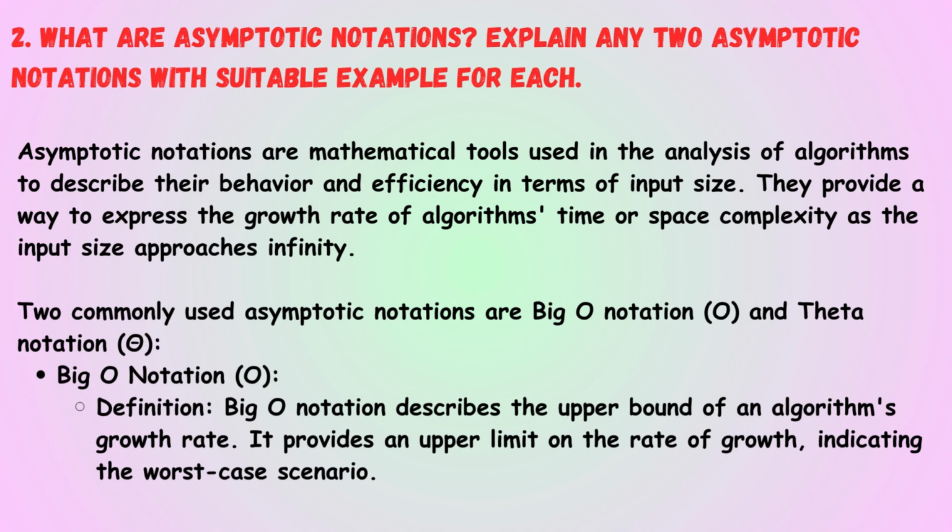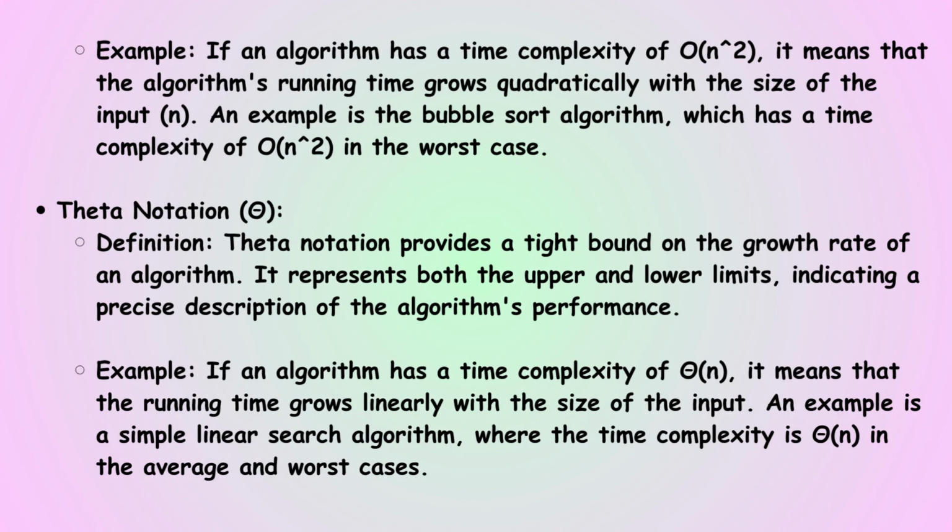Big O notation, O. Definition. Big O notation describes the upper bound of an algorithm's growth rate. It provides an upper limit on the rate of growth, indicating the worst-case scenario. Example. If an algorithm has a time complexity of O, n squared, it means that the algorithm's running time grows quadratically with the size of the input, n. An example is the bubble sort algorithm, which has a time complexity of O, n squared, in the worst case.